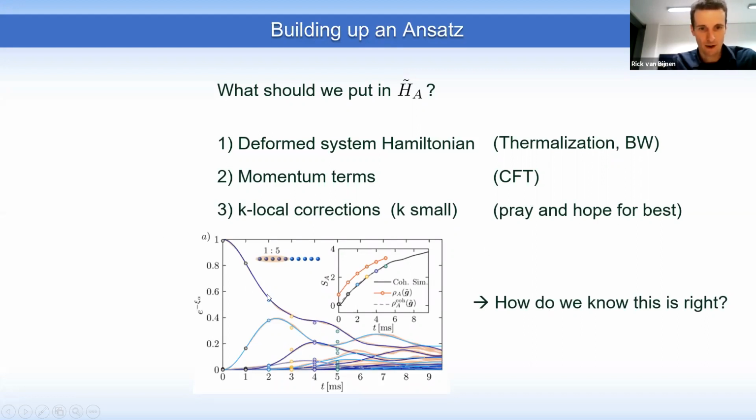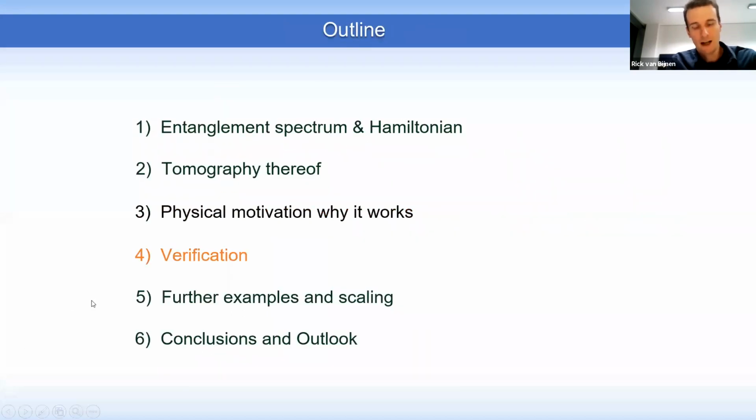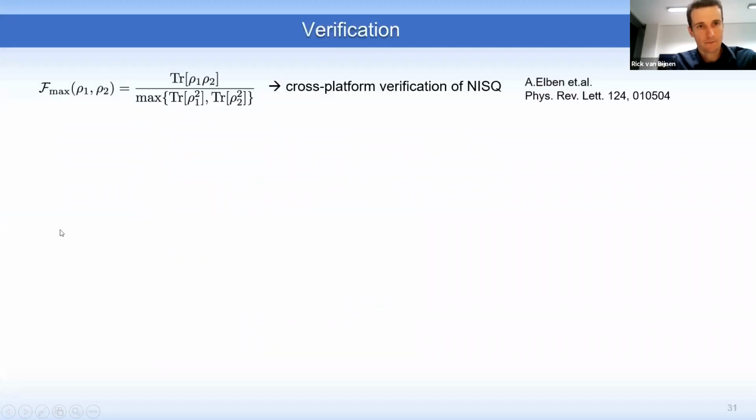So, when I show these things, how do you know that these answers that we get here are correct? There's no guarantee for this. So this brings me to the next topic, verification. How can we tell that what we are doing here is actually correct?